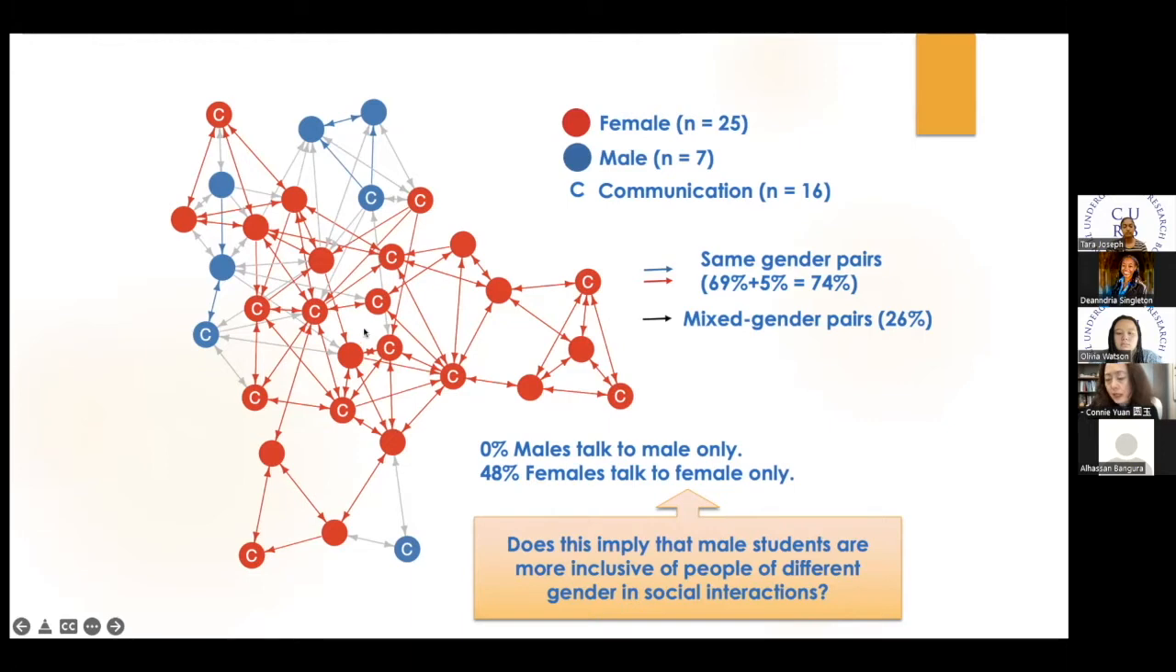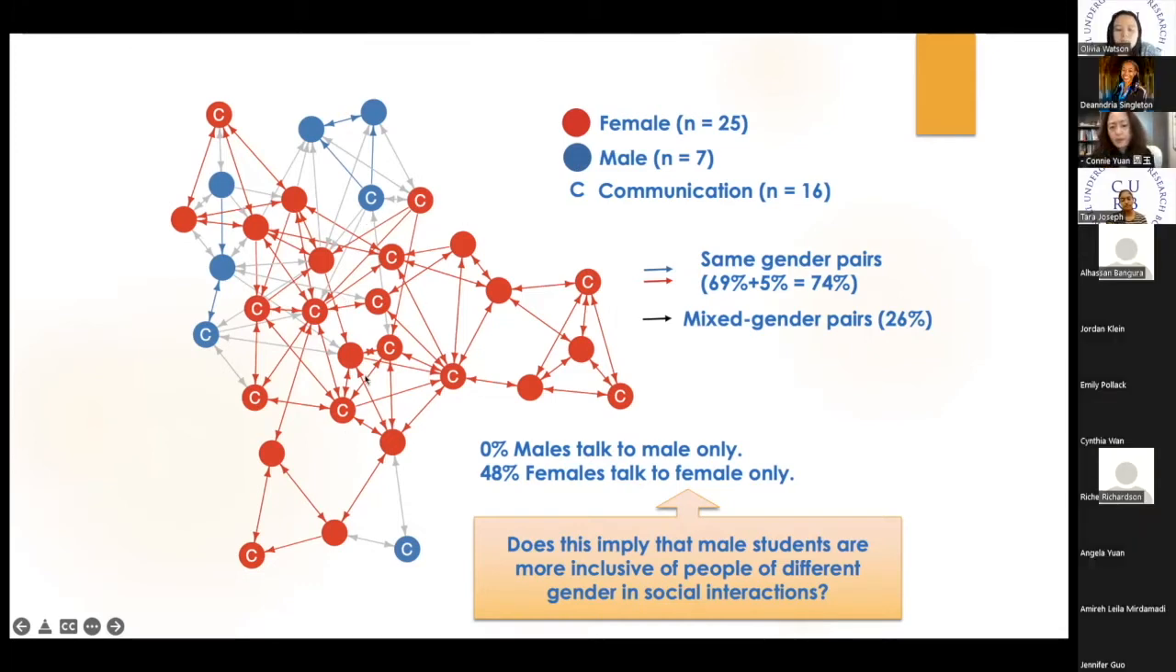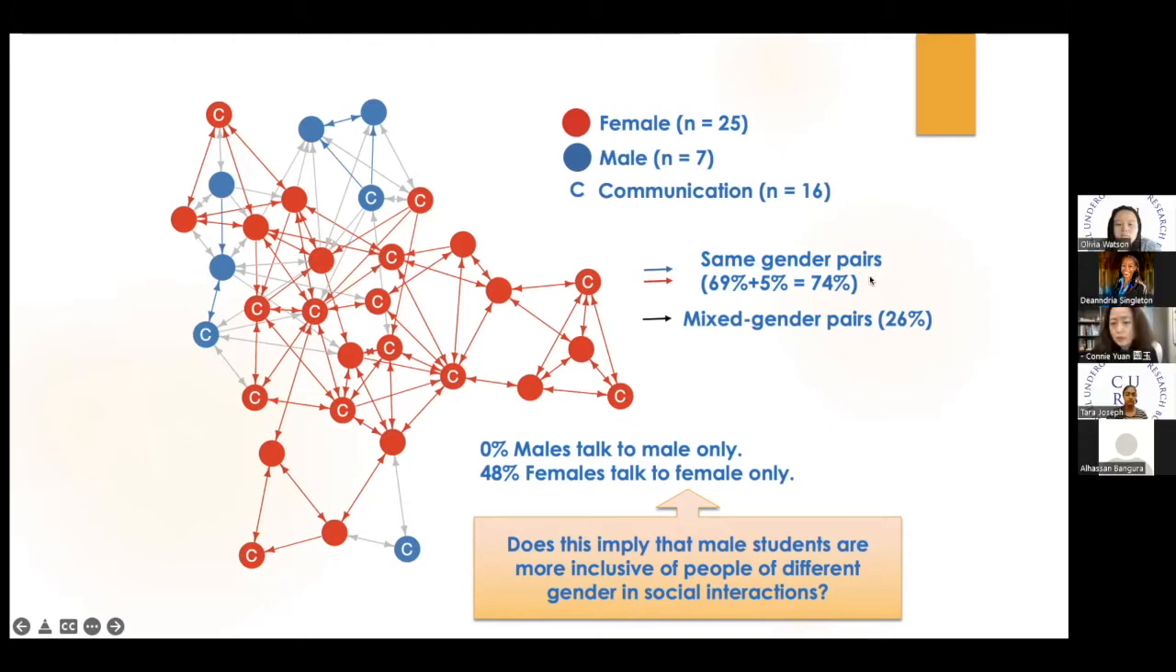So this is the data I collected from my class. You can see the red ones are female. The blue ones are male. And just observing the pattern, you can see there are a lot of females that just talk to females the whole time, and some males that talk to males. So actually for same gender pairs, 74% of people just talk to the same gender, and for mixed gender pairs, only 26%.